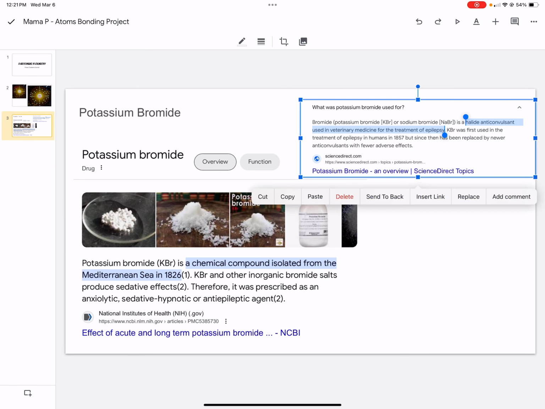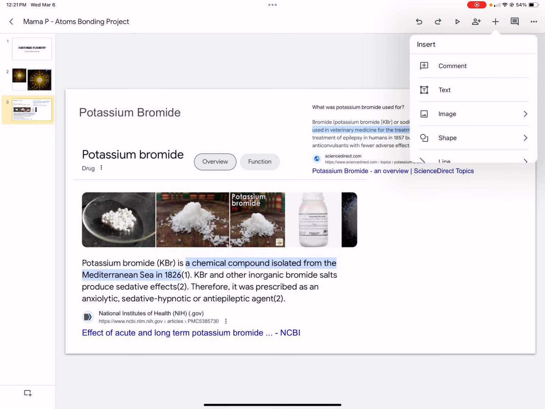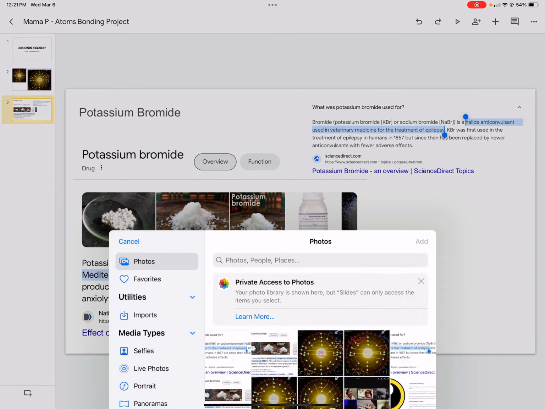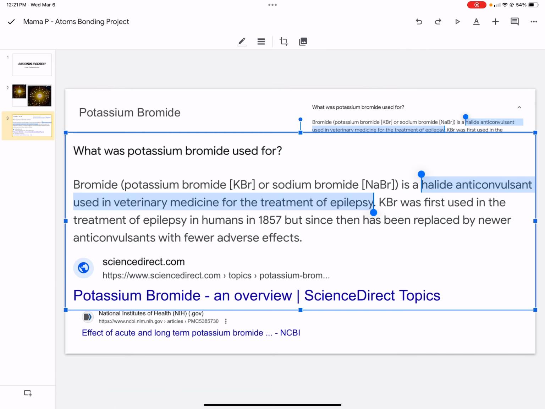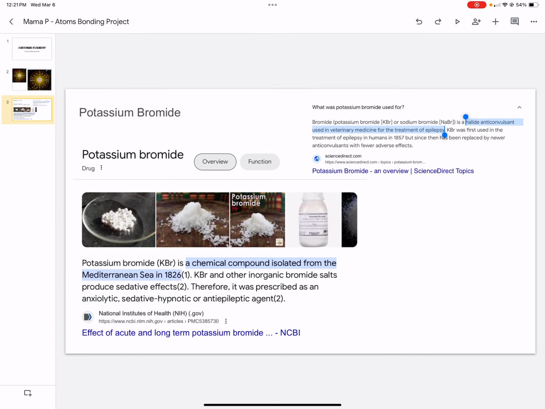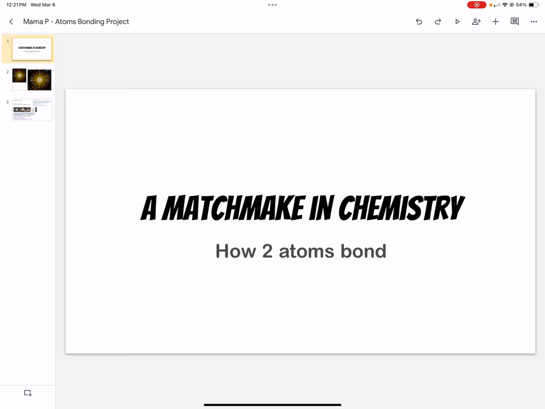I'm going to put those screenshots in. And how do you put the screenshot in? You press the plus sign, image, same thing, and pick your photos. Right over there, press add. Right, so that's how you add your image. So this is it. This is all I want to see for your homework.